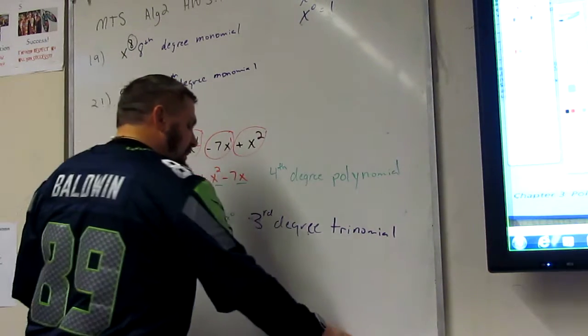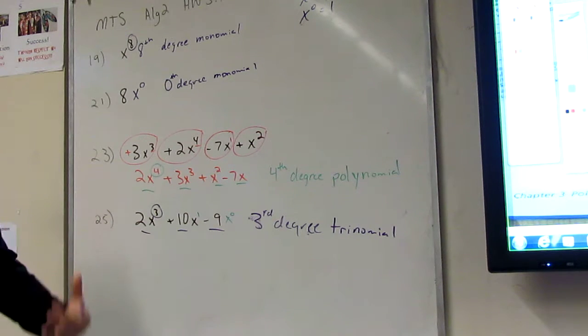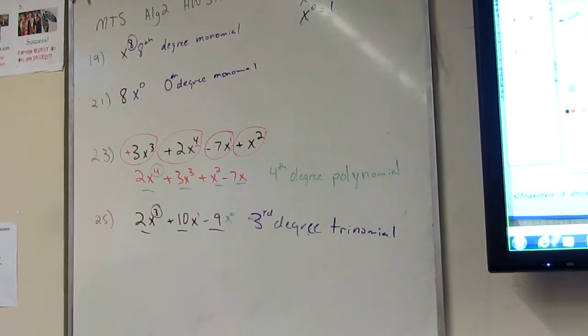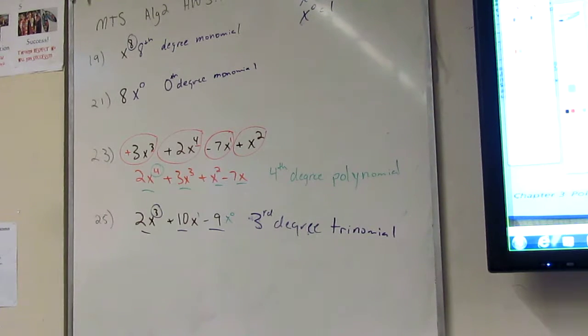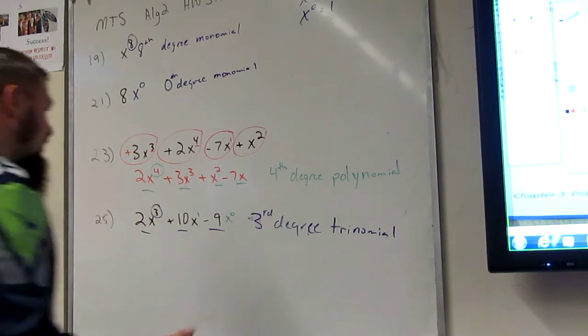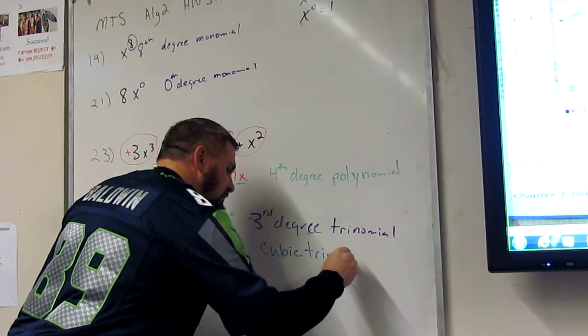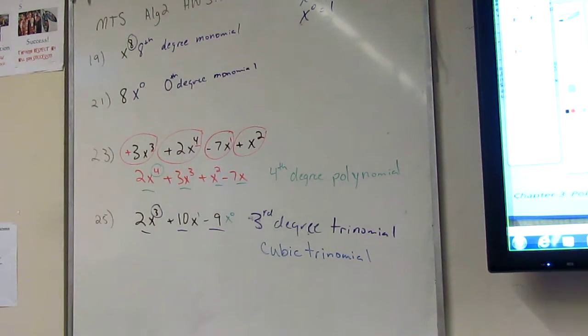Or you could call it what? What should we be calling this? Come on, someone. I'm not going until someone says it. Come on, third degree. Power of 3. Cubic, thank you. This should be in our sleep by now. You should be dreaming about this. Cubic trinomial. This should be the easiest thing to us.